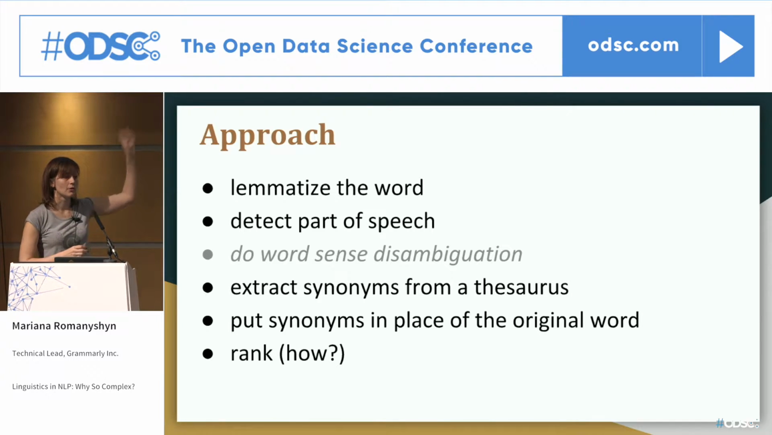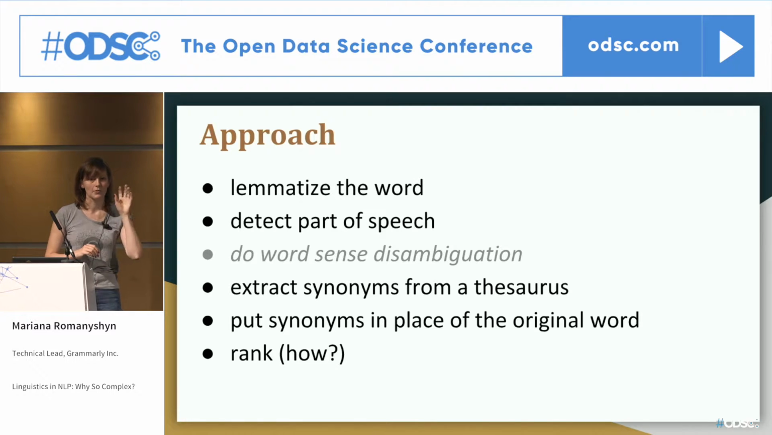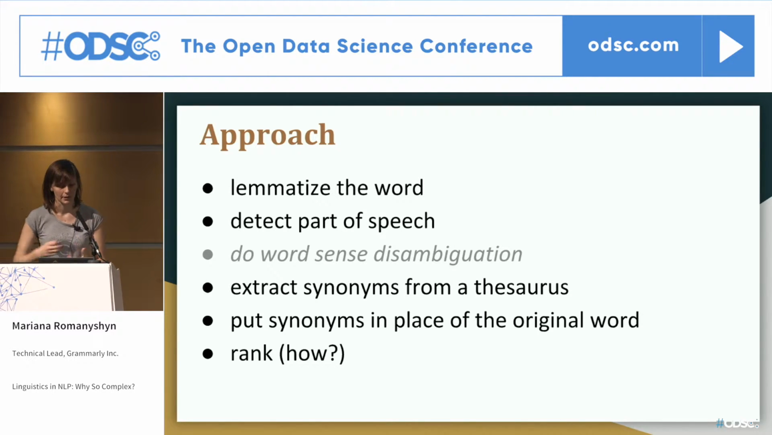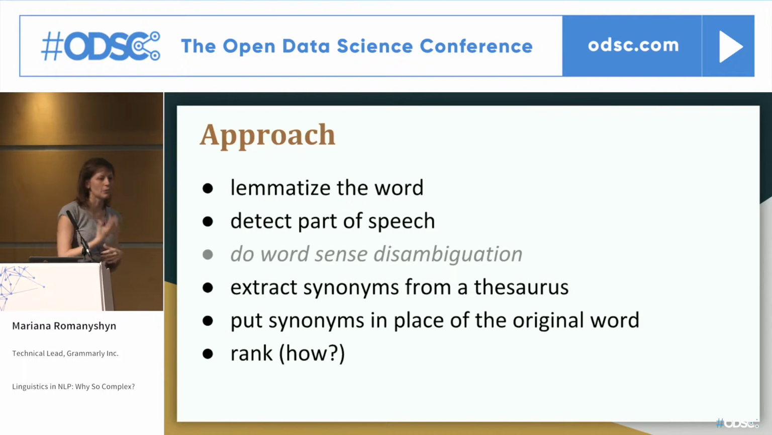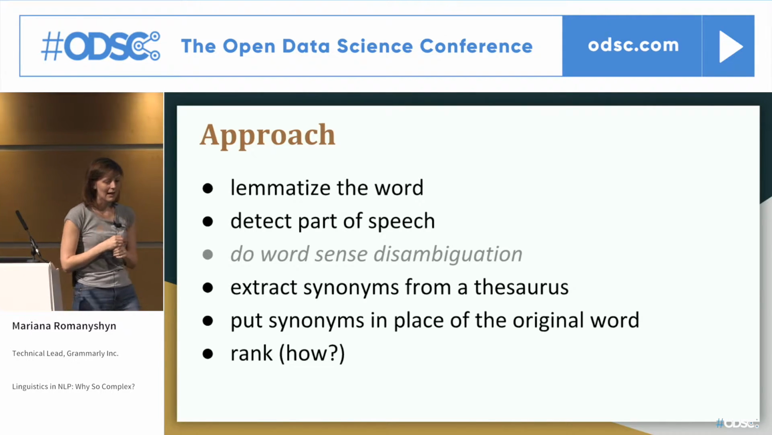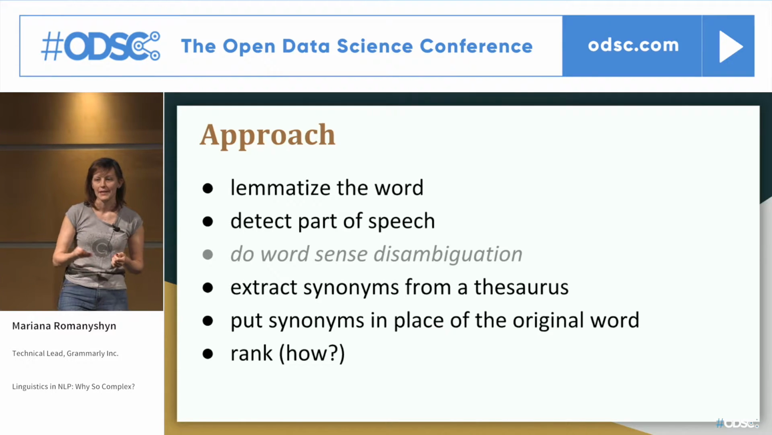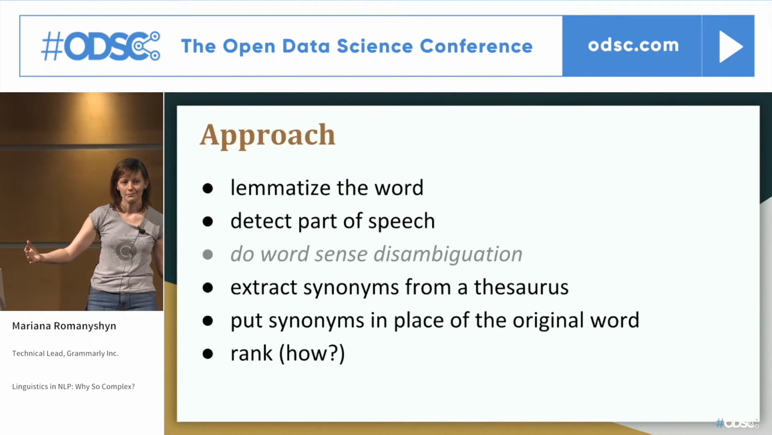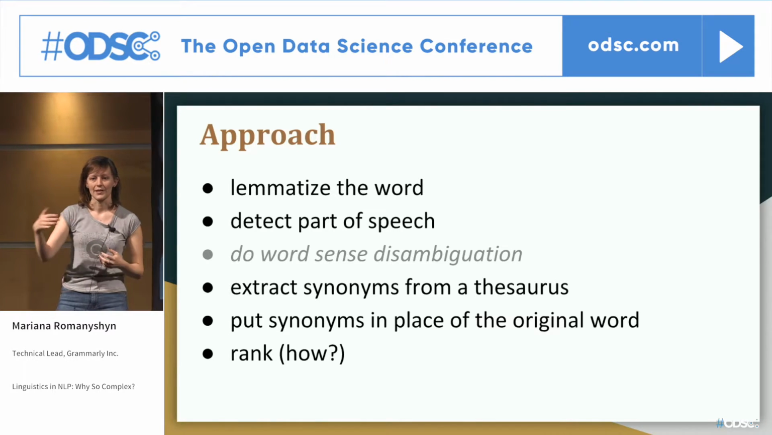So we lemmatize the word, you already know that. We detect the part of speech for this word, because the word mouse as a noun will have different synonyms than the word mouse as a verb, for example. There's another step that is skipped here because I won't have time to explain it during this presentation, but we can also do word sense disambiguation. As I mentioned, the word mouse has 4 different meanings, and for each of these different meanings, this word will have a different set of synonyms. And you would want to know which set of synonyms to pick.